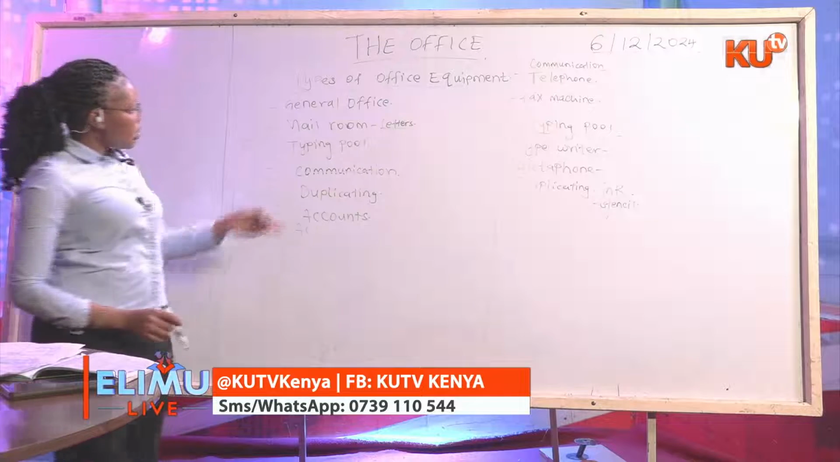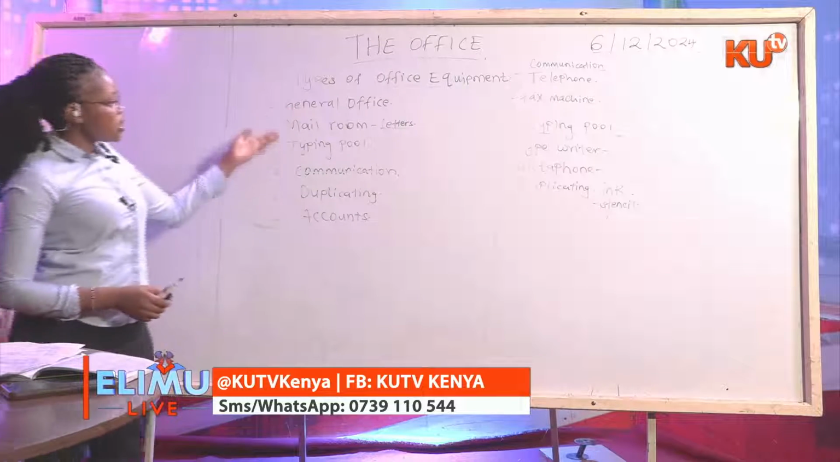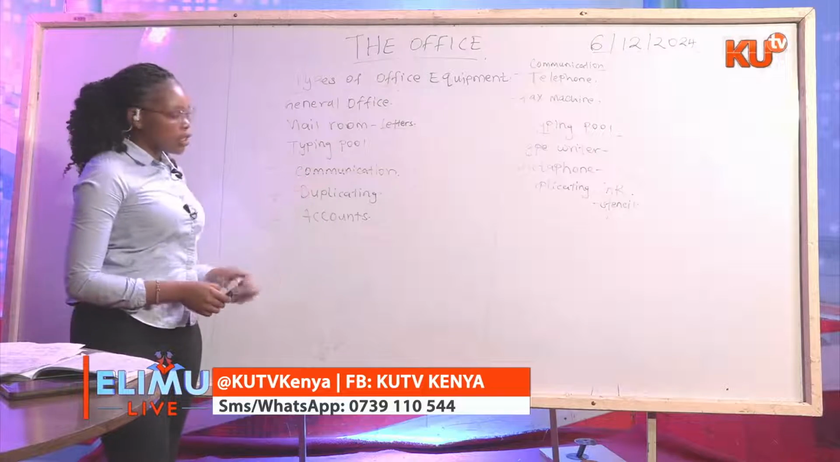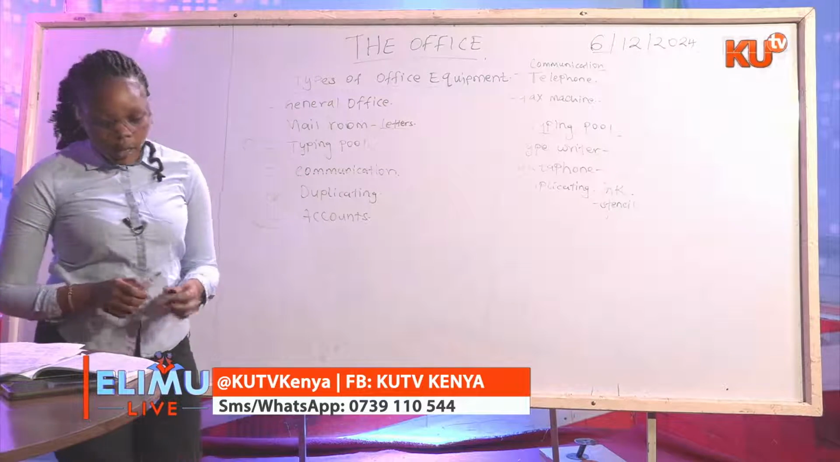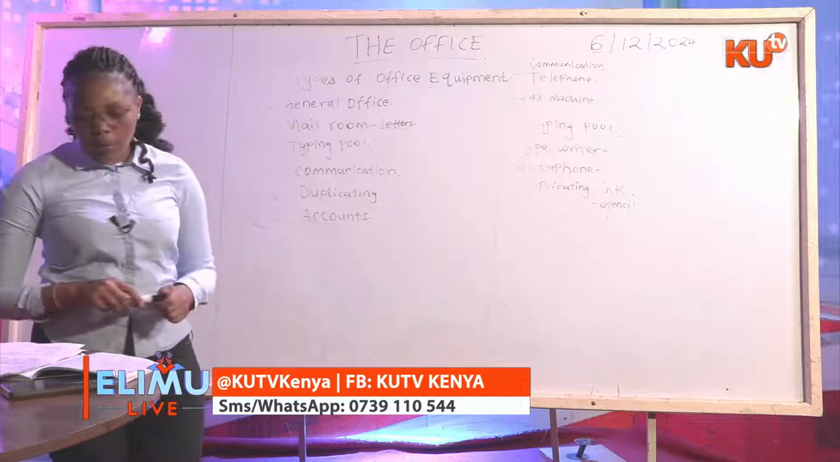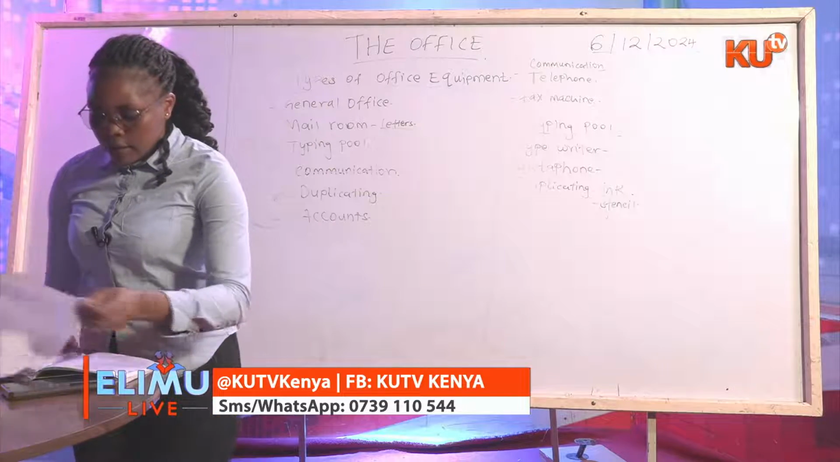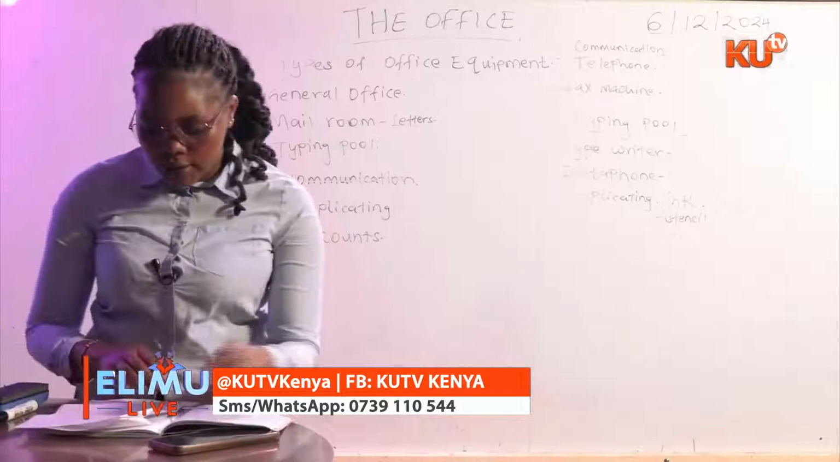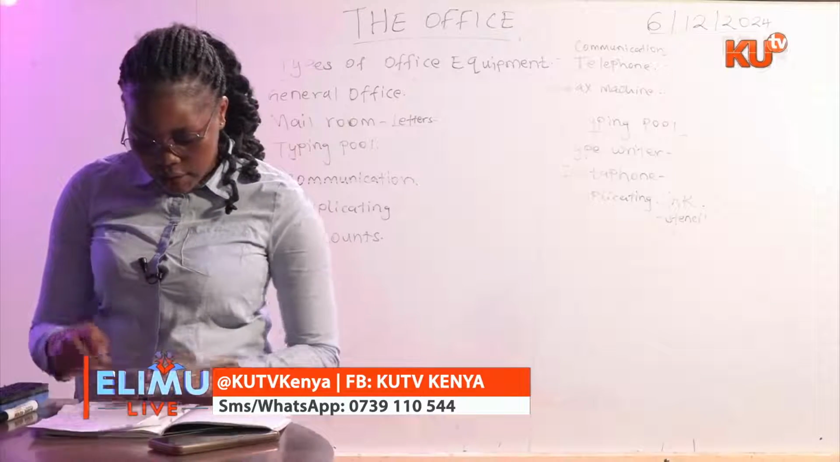So those are the types of office equipment we have under these categories: the general office, the typing pool, communication, duplication, and also accounts. Those are the commonly used kinds of office equipment in an office.